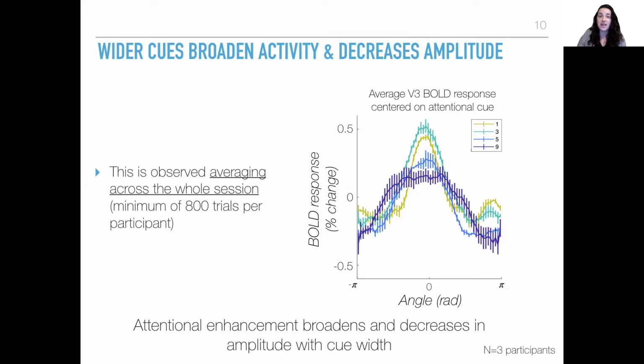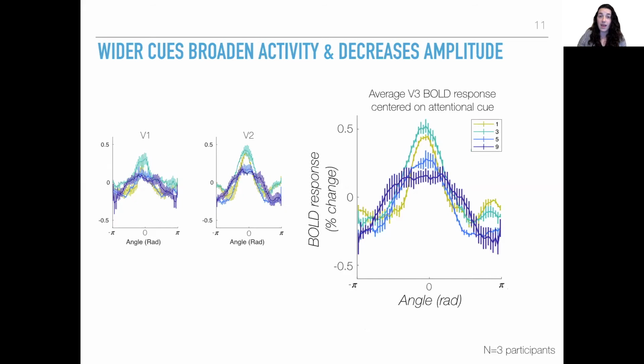This confirms that attentional enhancement does become broader and decrease in amplitude for larger attentional fields. Area V3 showed the strongest effects, but we saw similar results in V2 and weaker effects in V1. Therefore, for the remainder of the talk, I'll focus on results from V3, though we performed the analyses for all 3 regions.